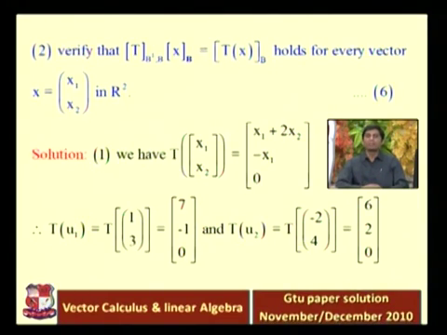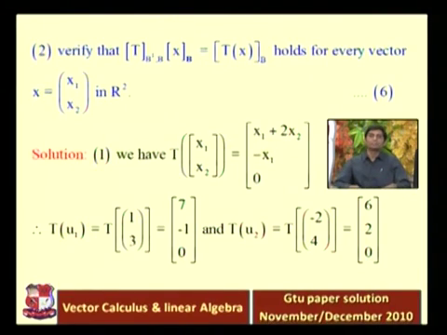Similarly, you can find T of u2. T of u2, that is T of minus 2, 4, that is equal to, instead of x1 we take minus 2 and instead of x2 we take 4 in this definition. So minus 2 plus 2 into 4, that is minus 2 plus 8, that is 6, minus of minus 2, that is 2, and then 0. So we will get T of u1 is 7 minus 1, 0. T of u2 is 6, 2, 0.